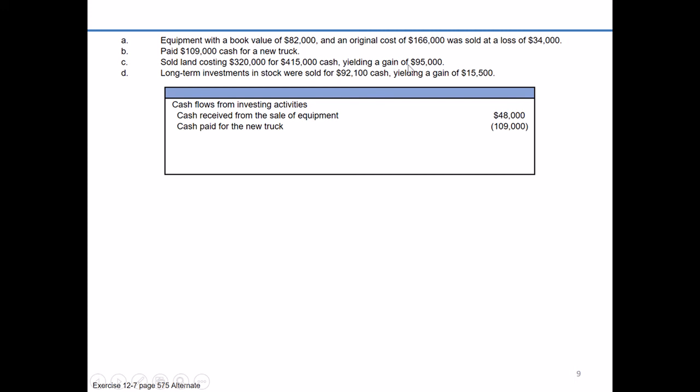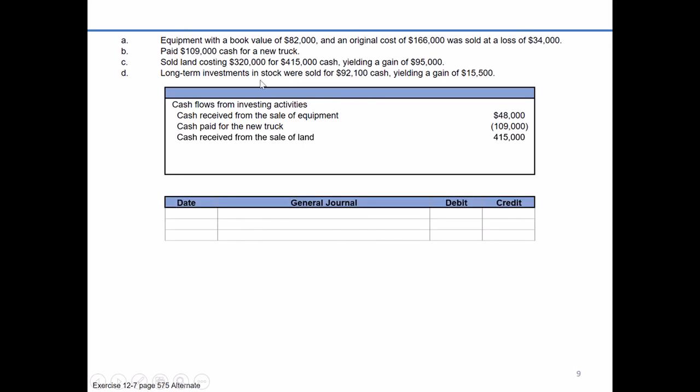Some go for the gain, but keep in mind, we want to look at what is the cash impact. Land is a long-term asset, so it's definitely going to appear in this investing section. We're selling it. The $415,000 is going to be a cash inflow. So we can add that to our investing section.